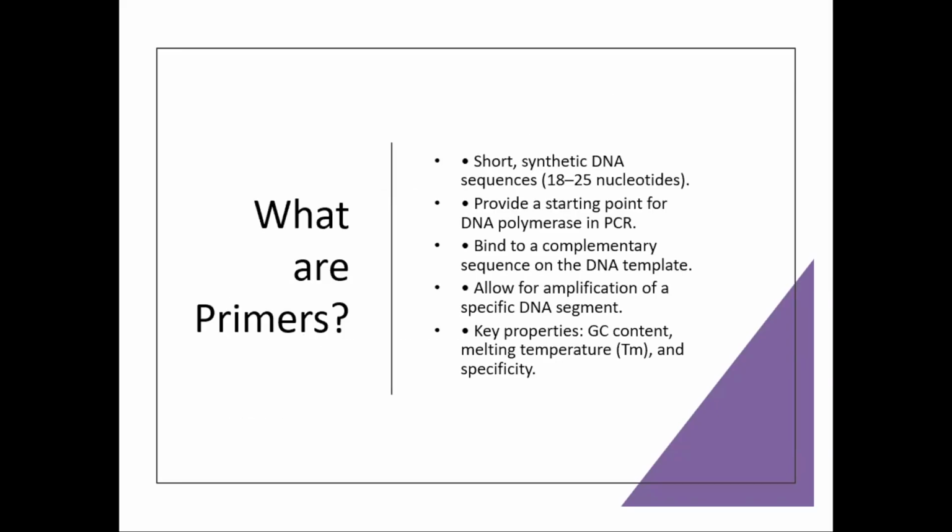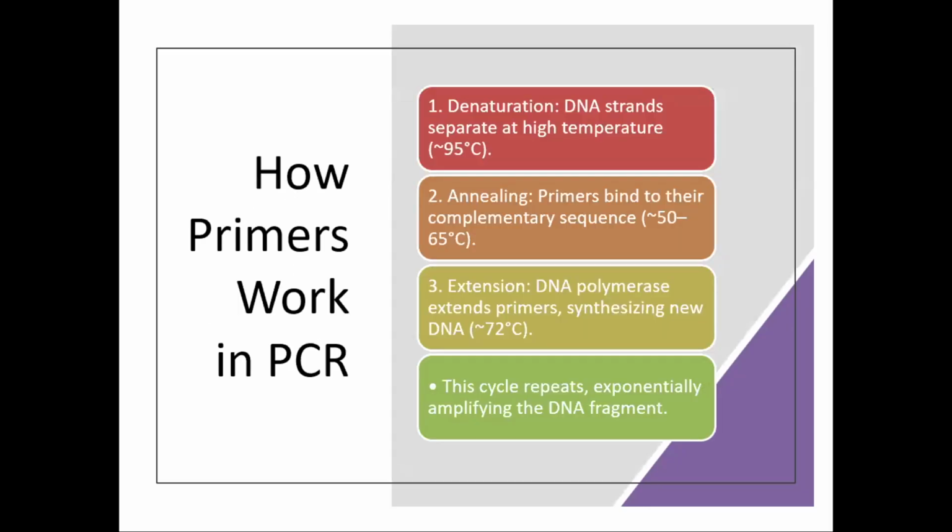So what are primers? Primers are short synthetic DNA sequences, approximately 18 to 25 nucleotides in length, and they provide a starting point for DNA polymerase in PCR, which is polymerase chain reaction. They bind to a complementary sequence on the DNA template, and this allows for the amplification of specific DNA segments. The key properties of this are the GC, or the guanine and cytosine content, melting temperature known as TM, and specificity.